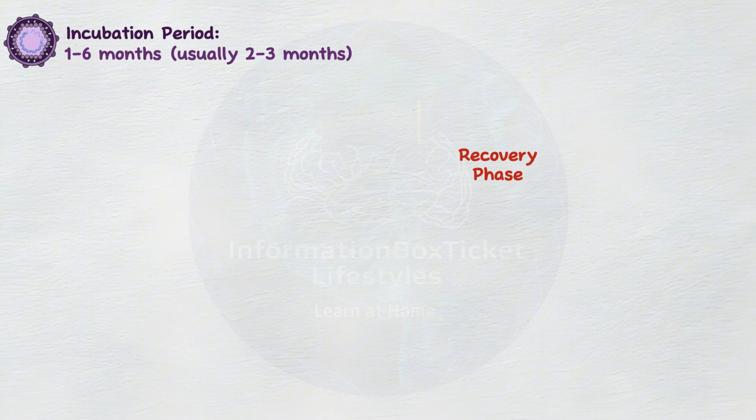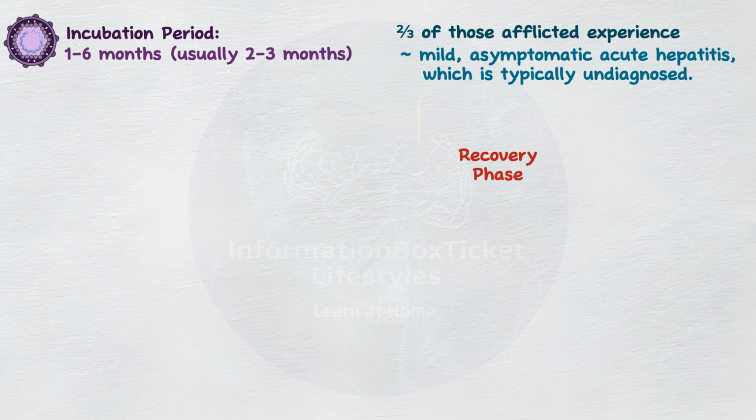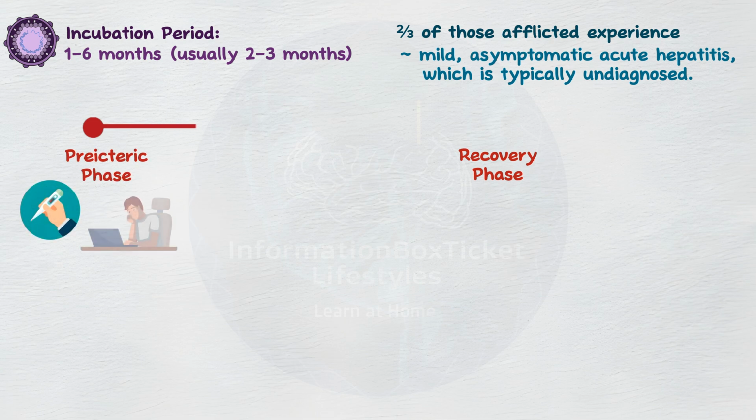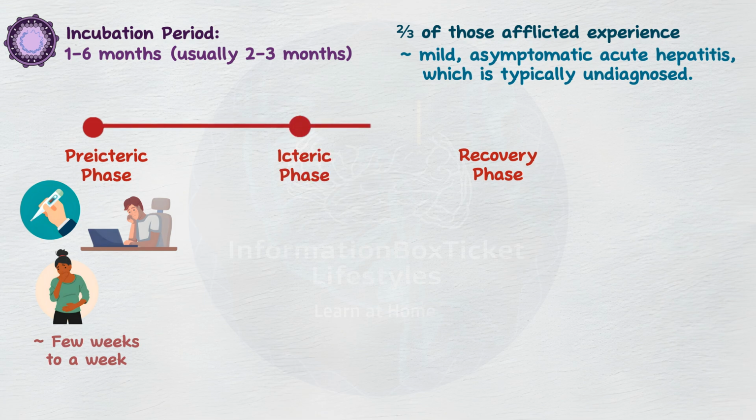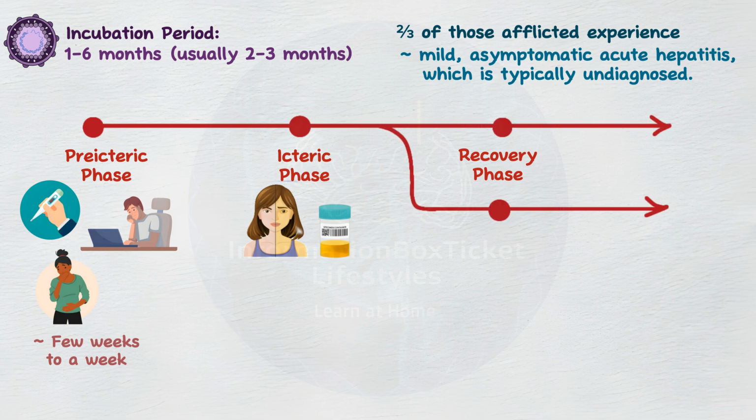Hep B takes a lengthy time to incubate: 1 to 6 months, on average 2 to 3 months. Approximately 2/3 of those afflicted experience mild, asymptomatic acute hepatitis, which is typically undiagnosed. The preicteric phase of symptomatic hepatitis typically begins with fever, exhaustion, bodily pains, and nausea. After a few days to a week, the icteric phase, which is characterized by jaundice and black urine, comes next. The recuperation period begins after 1 to 2 weeks on average.